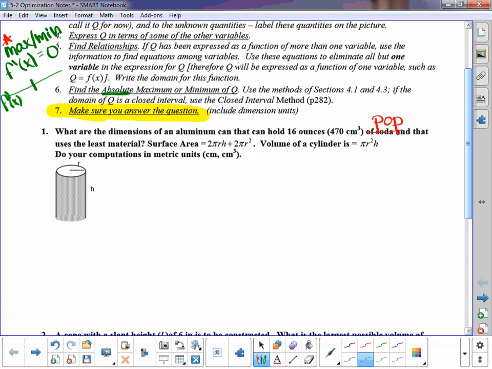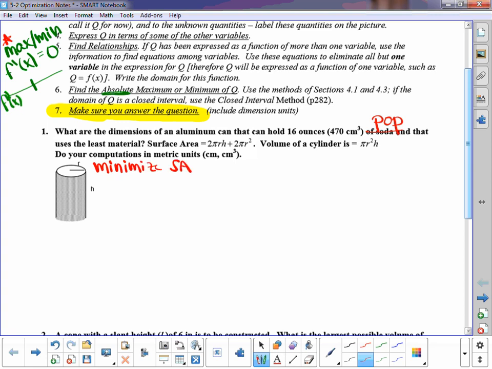All right, so what are the dimensions of an aluminum can that can hold 16 ounces? So we're required that it holds 16 ounces, but that it uses the least material. And then they give us the equation for surface area and the equation for volume. And they ask us to keep everything in metric units. All right, so what are we maximizing or minimizing for this problem? The surface area, the amount of material used. So we want to minimize our surface area.